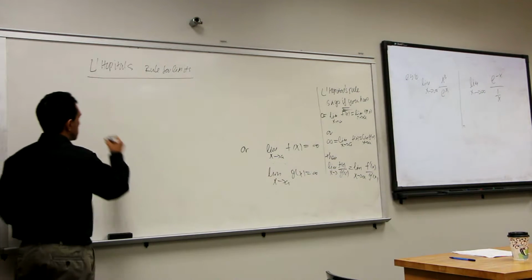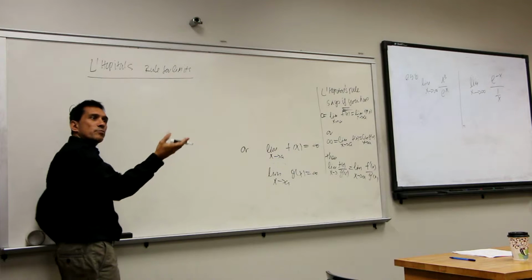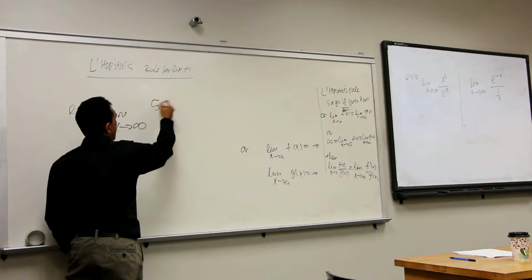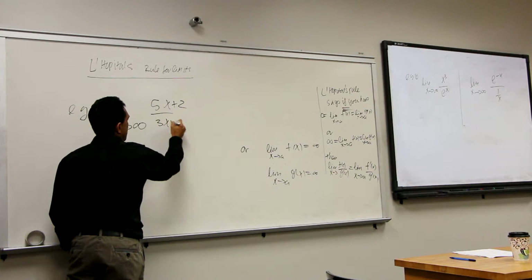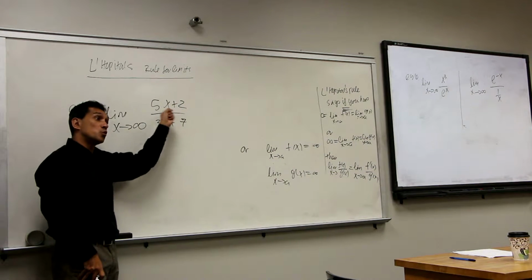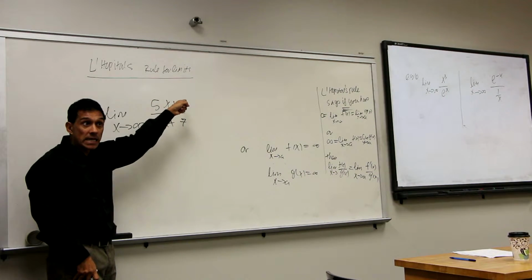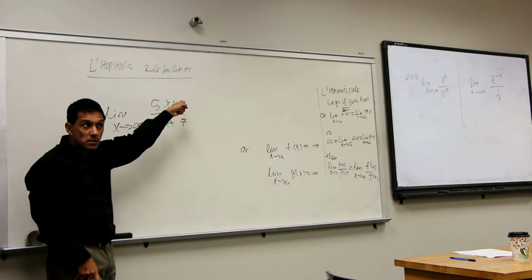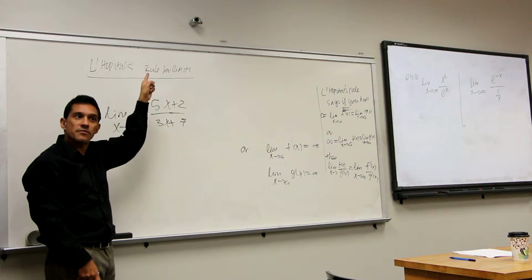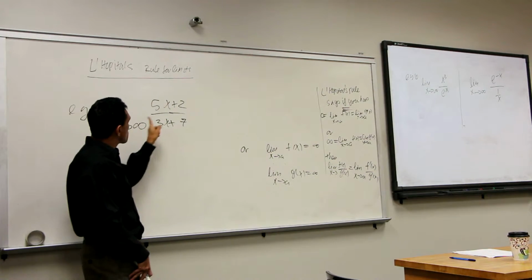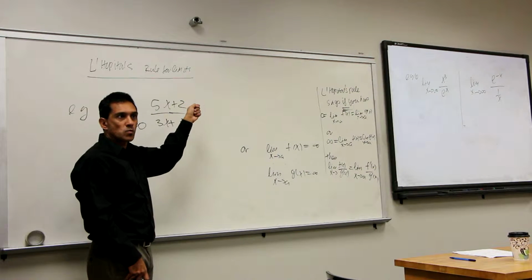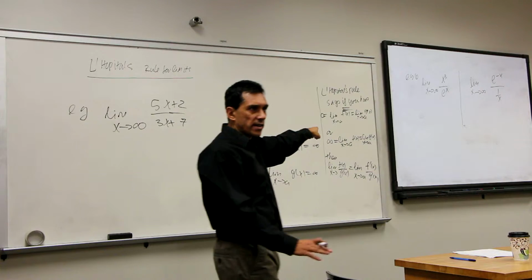So here's an example. This is the one they do in pre-calculus. The limit as x goes to infinity of 5x plus 2 divided by 3x plus 7. As x goes to infinity, the numerator goes to infinity. 5 times infinity plus 2 is infinity. As x goes to infinity, the denominator goes to infinity. Are the hypotheses satisfied?